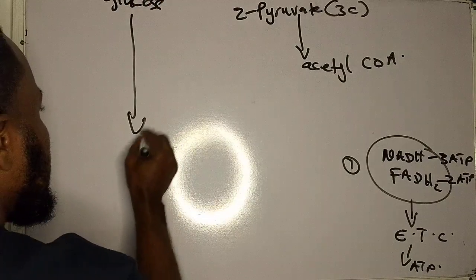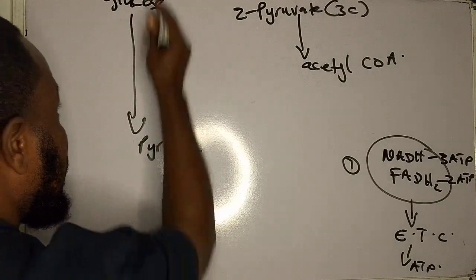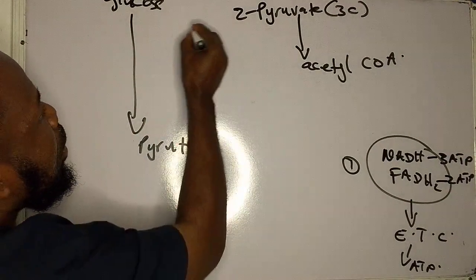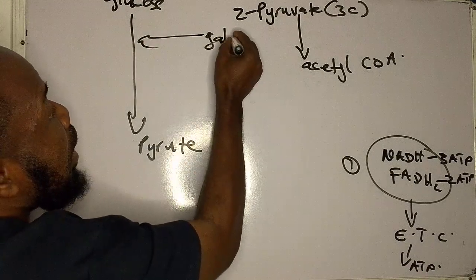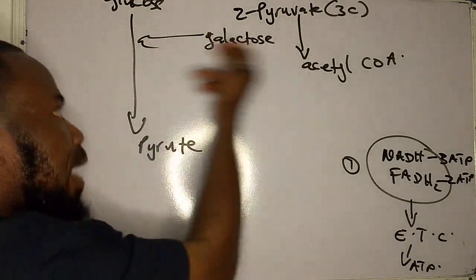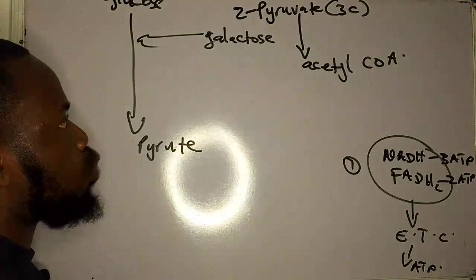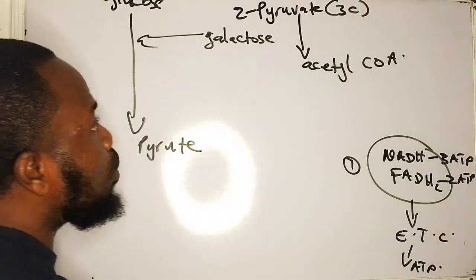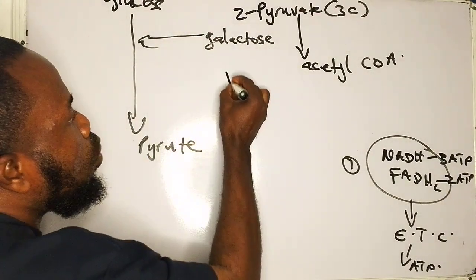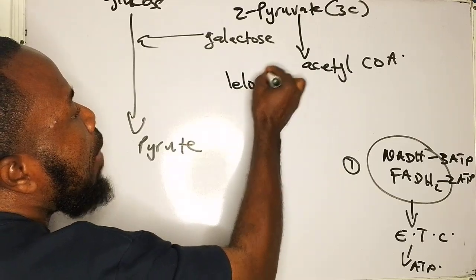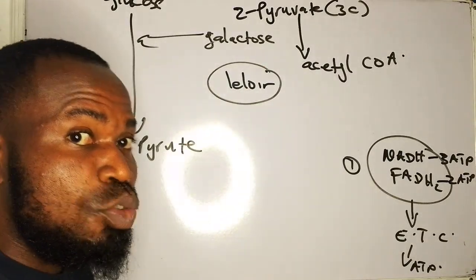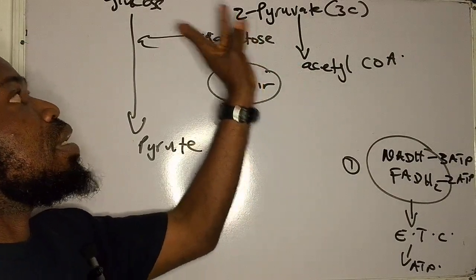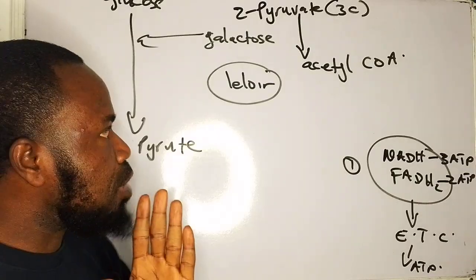So pyruvate is the end of the glycolytic pathway, and we have looked at the 10 steps. Now, remember that we stated that galactose is an aldose sugar. It's a 6-carbon sugar. It can also enter into the glycolytic pathway. The pathway through which galactose enters into the glycolytic pathway is known as the Leloir pathway.